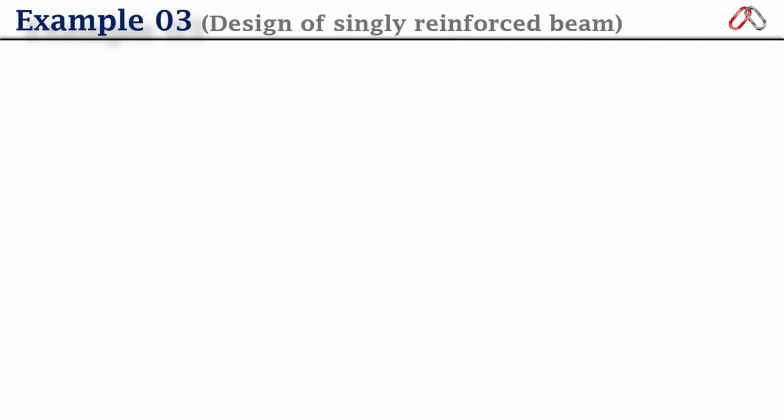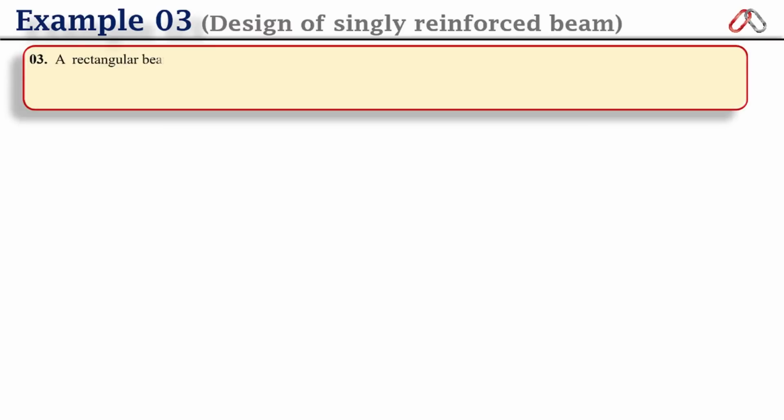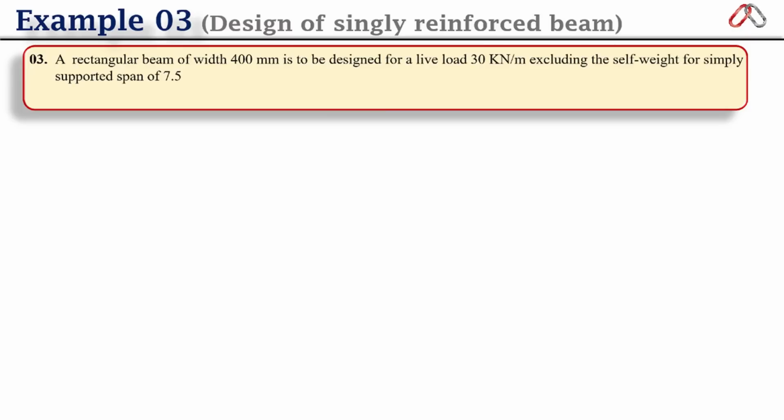Here is example number 3 of this lecture series. The question is, a rectangular beam with breadth 400 mm is to be designed for a live load of 30 kN per meter, excluding the self weight, of a simply supported span of 7.5 meter. Design the beam if M20 grade of concrete and Fe 500 steel are used.